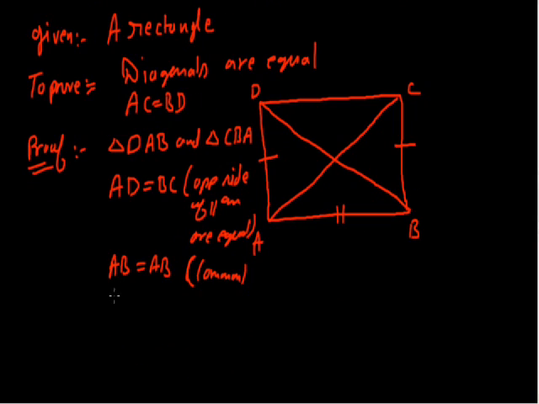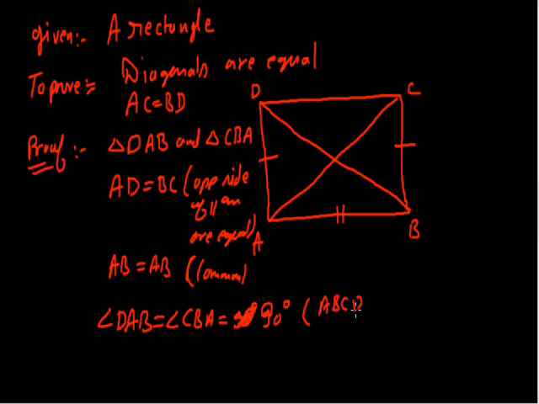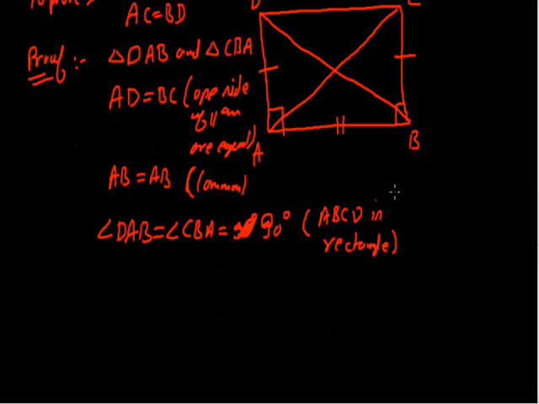Now, as it is given that it is a rectangle, angle DAB equals angle CBA equals 90 degrees. Why? Because it is already given that ABCD is a rectangle. So this is 90 degrees and this is also 90 degrees. So by side angle side criteria, triangle DAB is congruent to triangle CBA.